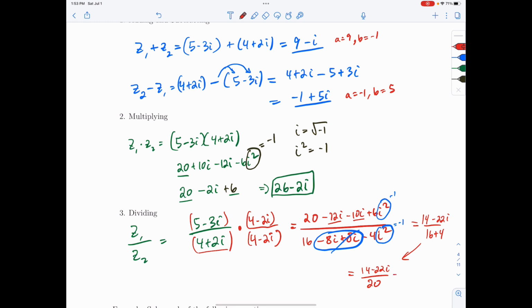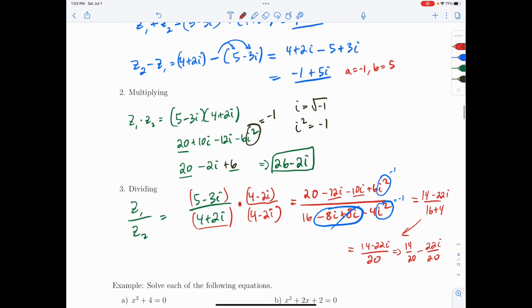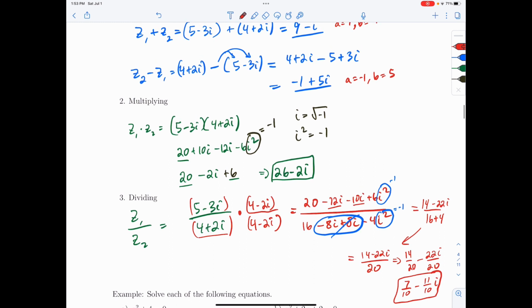And so what I'm going to do is split that fraction into what we call the real part. So 14 over 20 minus 22i over 20. And I can combine those to be 7 over 10 minus 11 over 10 i. And that would be the full simplification. So what we see is a is 7/10, b is negative 11/10.